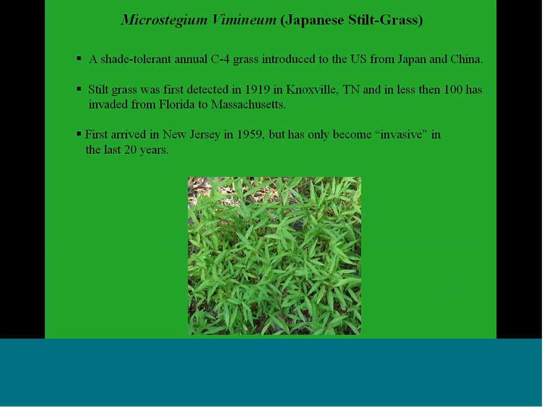So the invader that we're going to be looking at today, although you could easily put in your own favorite invader, or not favorite invader, is Microstegium vimineum, or Japanese stiltgrass. It's a shade-tolerant annual C4 grass that was introduced to the U.S. from Japan and China. Stiltgrass was first detected in 1919 in Knoxville, Tennessee, and in less than 100 years has invaded from Florida to Massachusetts. It first arrived in New Jersey in 1959, but it's only become invasive in the last 20 years.